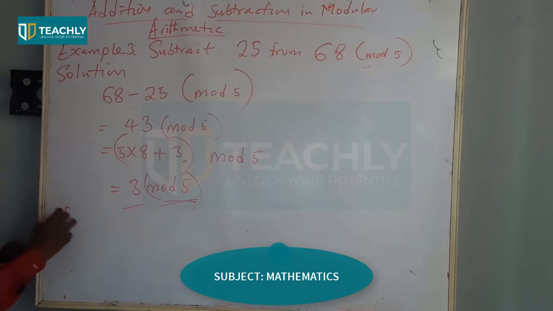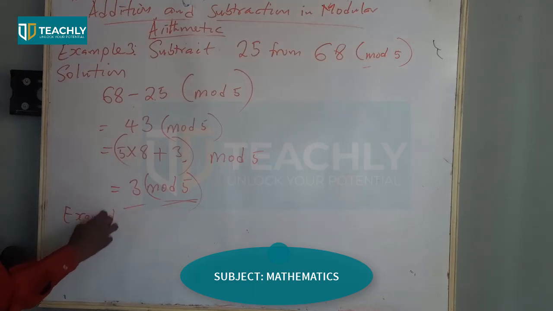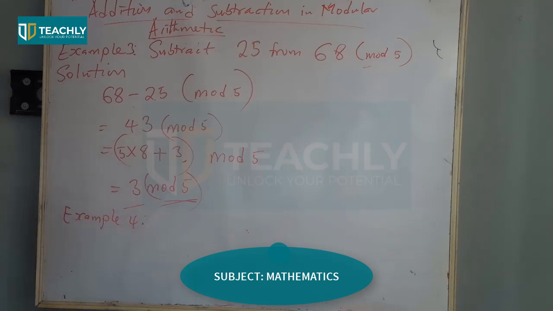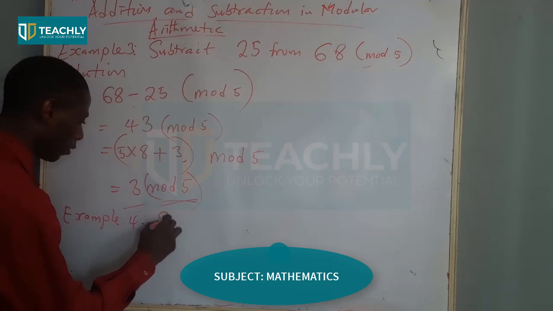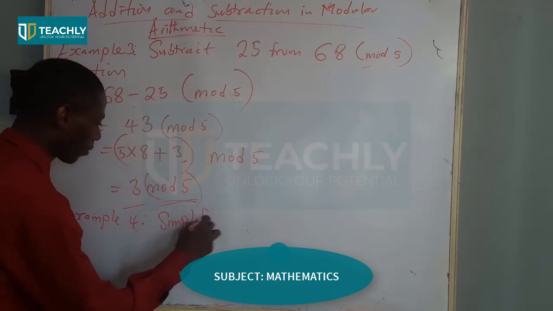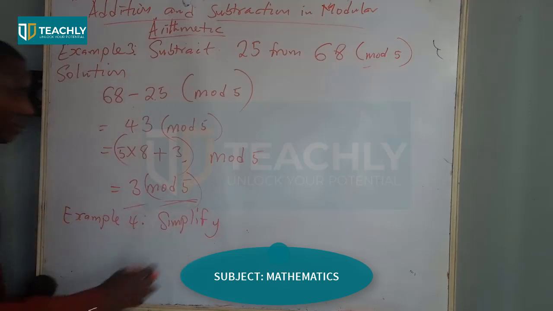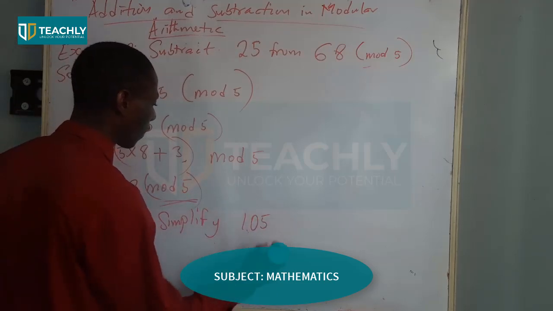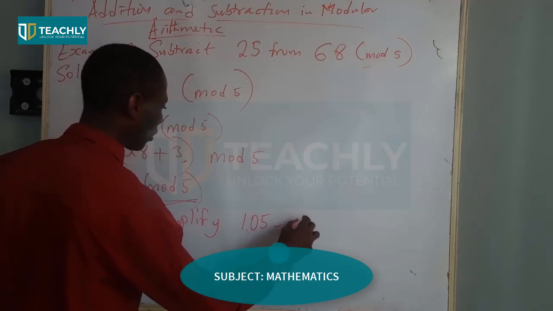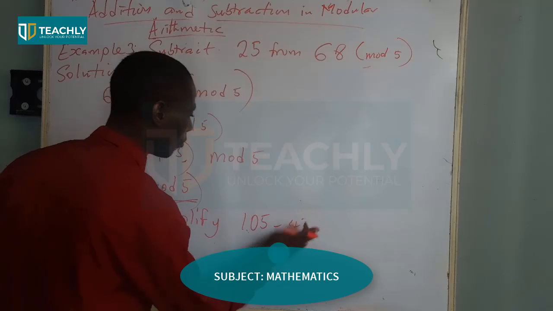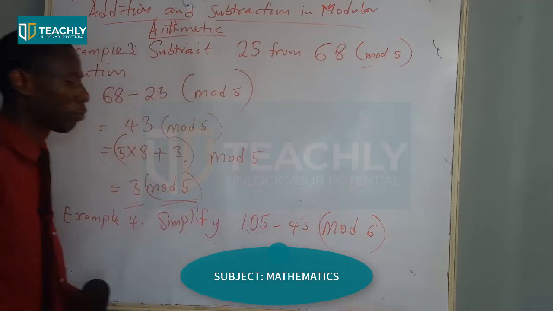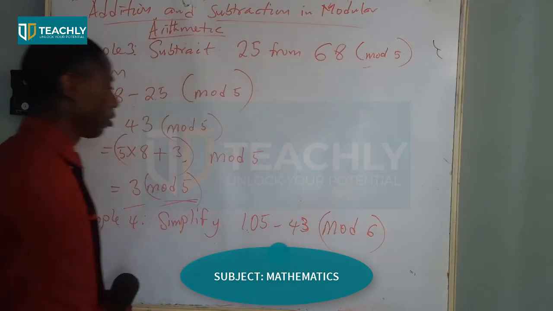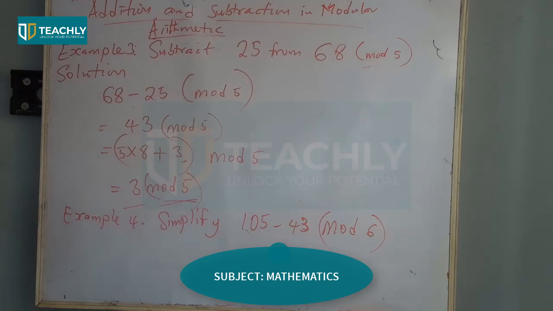Let's look at another example. Example 4. Simplify 105 minus 43 in modulo. Let's say you are given modulo 6. 105 minus 43 in modulo 6. How do you simplify 105 minus 43 in modulo 6?